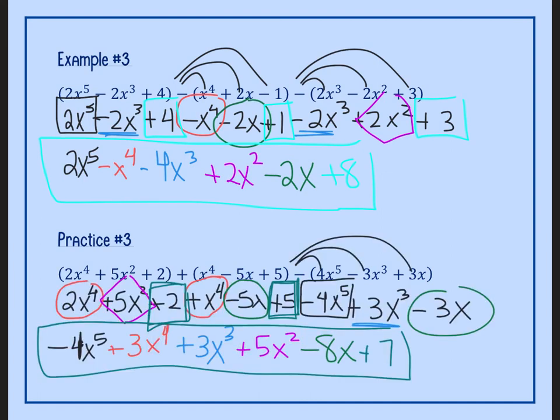Okay, check your work. I try to double check mine to make sure I didn't make any mistakes. It's very easy to make mistakes. Now, check your work and make sure you did everything correctly. Make sure you went from highest exponent to lowest exponent.